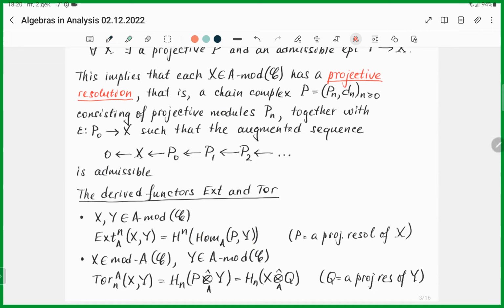Now, if X is a right topological A module and Y is a left topological A module, we can define the derived functor Tor as follows. Again, we replace X with a projective resolution P of X. We form the tensor product complex, or more exactly, the completed projective tensor product of P and Y over A, and we take the nth homology of this complex. In fact, this construction is symmetric. So alternatively, we can take a projective resolution of Y, replace Y by this resolution, tensor by X, and then take the nth homology. And this gives us the same Tor space.